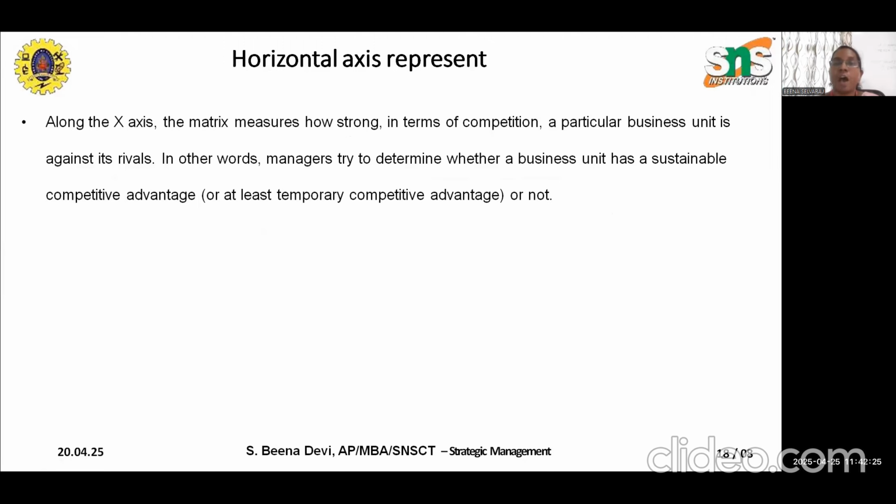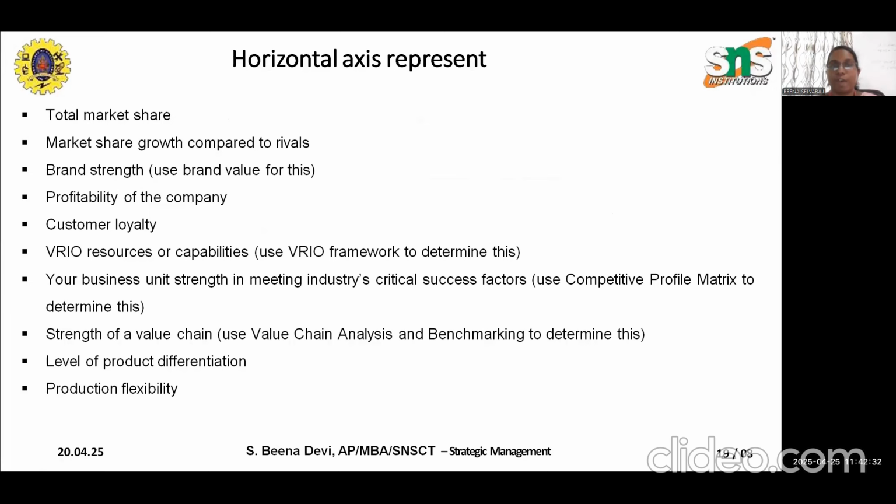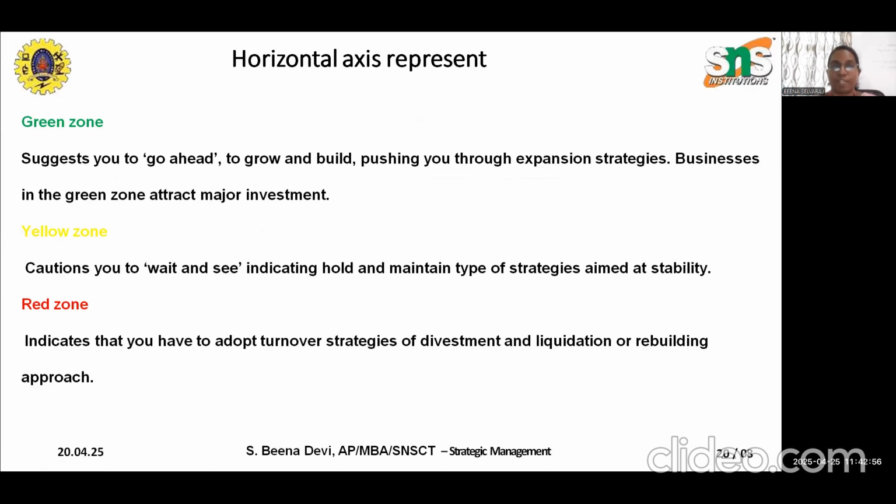Then comes the horizontal axis, which in other words tries to determine whether the business unit has a sustainable competitive advantage. The parameters are: total market share, the market share growth compared to rivals, the brand strength, the profitability of the company, the customer loyalty, the VRIO framework, and the business unit strength in meeting industry critical success factors. Using the competitive profile matrix, we also consider the strength of the value chain, level of product differentiation, and production flexibility.